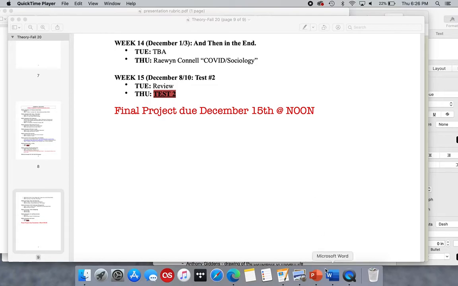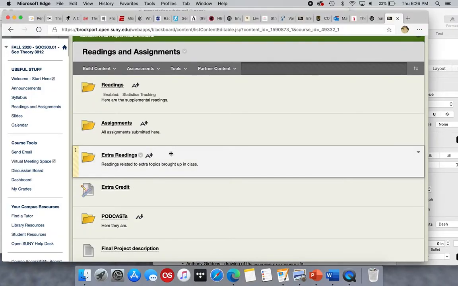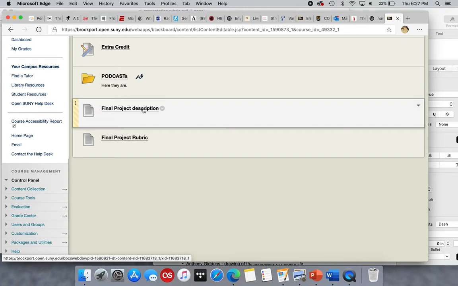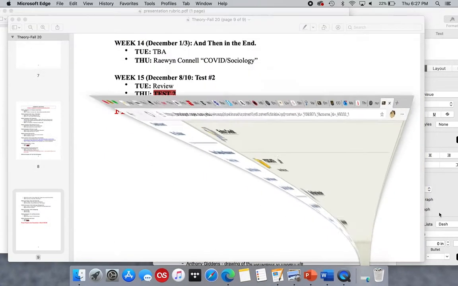So if you go to Blackboard, I've put up two files that will interest you. The first is the final project rubric. There you'll be able to see how I'm actually grading the project. So you want to look at that. Use it as a checklist when you're working on the project, although to be honest, it's a little bit vague because the projects can be so different, both in topic and style. The other thing that's more important is the final project description. So let's take a look at those two things.